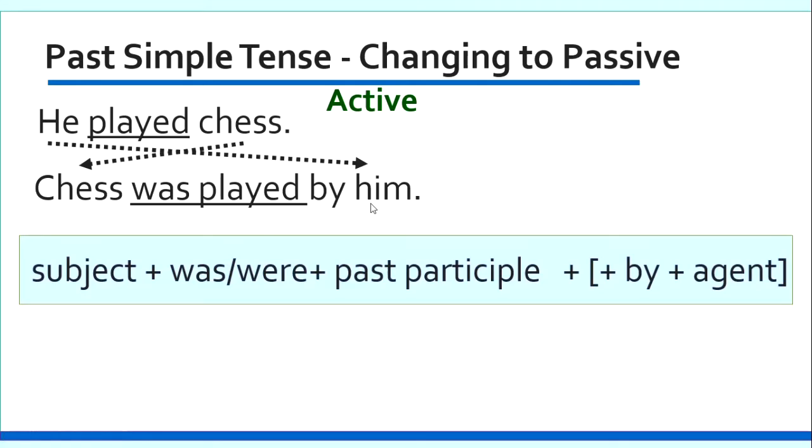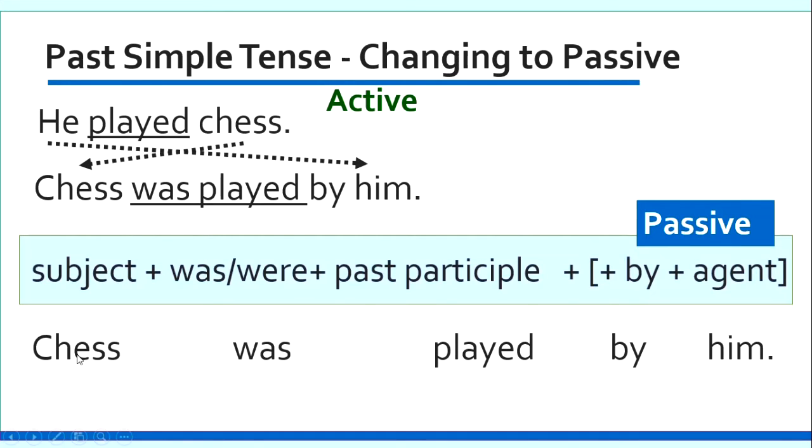And what is the format here? It is subject plus was or were, depending on the subject verb agreement, plus the past participle plus the optional part, which is by, plus agent performing the task or the action. And this is the passive form for past simple tense. As we saw, chess was played by him.